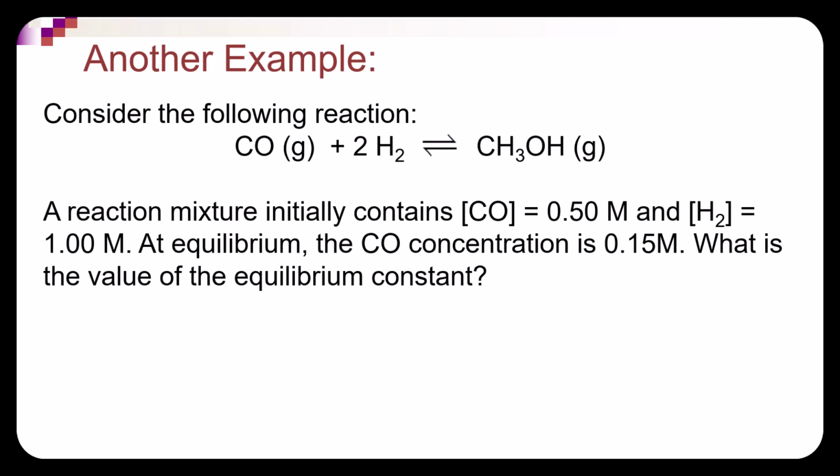So we have the following reaction. Carbon monoxide reacts with hydrogen to produce methanol. A reaction mixture initially contains carbon monoxide 0.5 molar, hydrogen 1 molar. At equilibrium, the carbon monoxide concentration is 0.15 molar. What is the value of the equilibrium constant? So this talks about initial concentrations, that immediately tells me that I'm going to need an ice table. So let's get our ice table onto the screen.